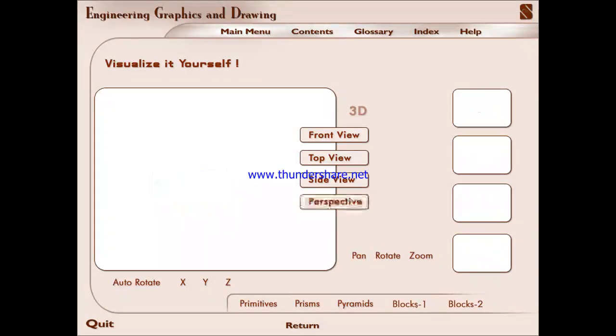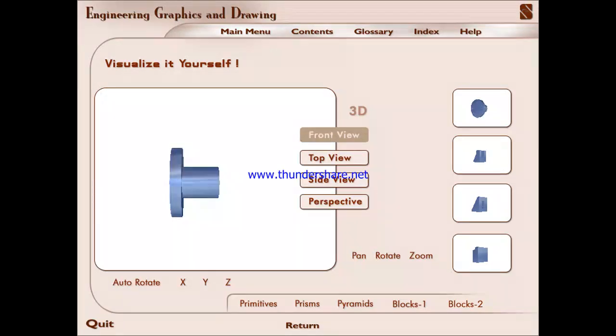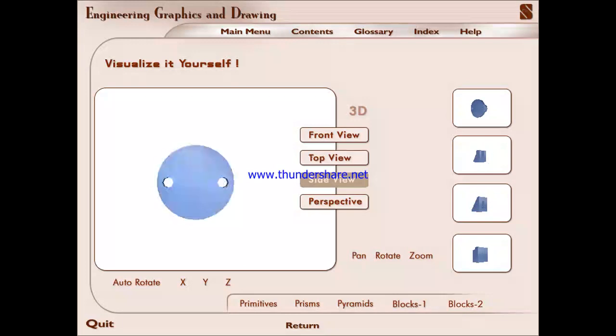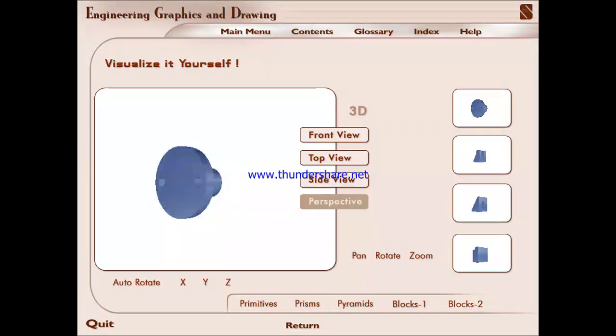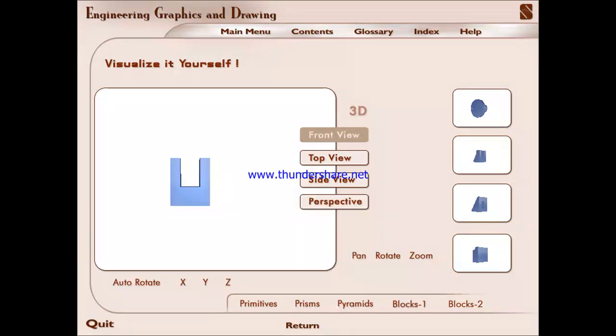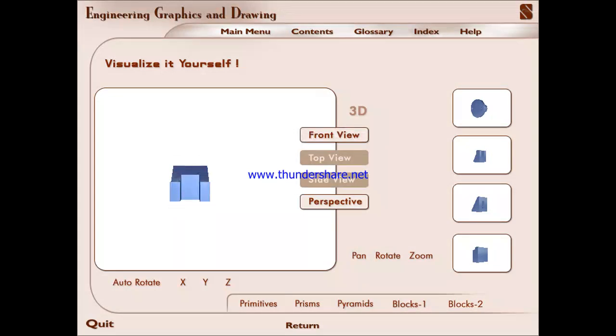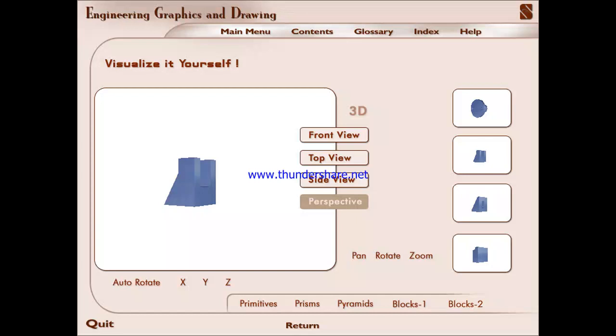Let us consider the second block. For this block, front view, top view, side view, perspective view. Block second. For this block, the front view, top view, side view and perspective view.